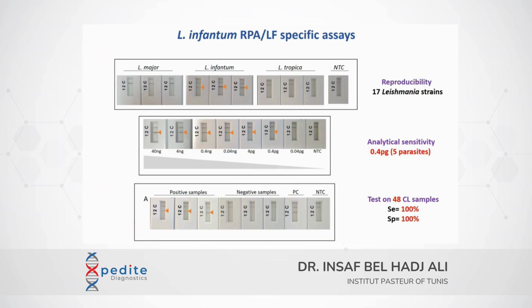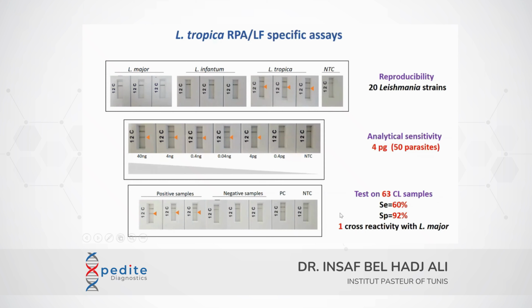So the Leishmania infantum specific assay was also stable, showing 100% sensitivity and specificity. So for the one specific to Leishmania tropica, this is the most complicated test to develop because of the genetic variability of the species.